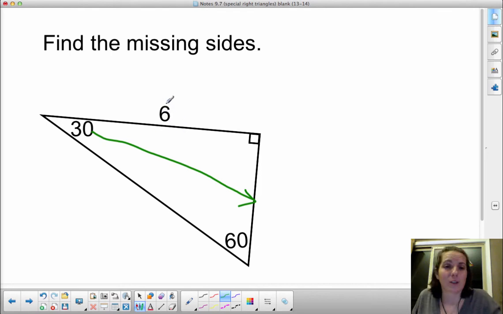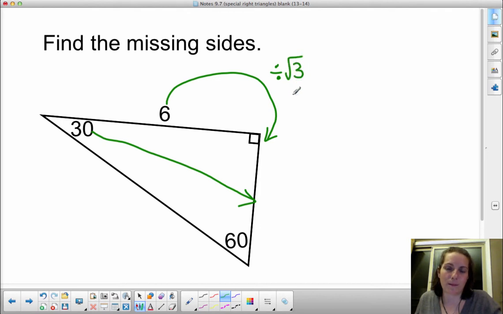So we have the longest leg and we want to get to something smaller. So that means we need to divide. We definitely know it's a division because we want to get smaller. And going from the long leg to the baby is a divide by the square root of 3. For the first few of these, you might find you want to write out the work. It looks like this. 6 divided by the square root of 3. Now the rule of radicals, remember, is no radicals in the denominator. So now we need to rationalize the denominator.